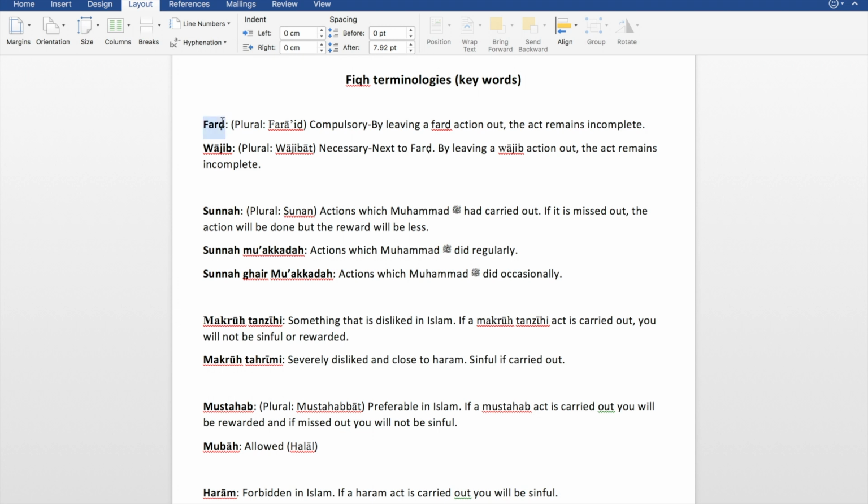Okay, so fard are those things which are... by the way, if I mention any extra information in this, you have to take note of it. So you can either pause the video and then take notes, or take notes as we're going along.